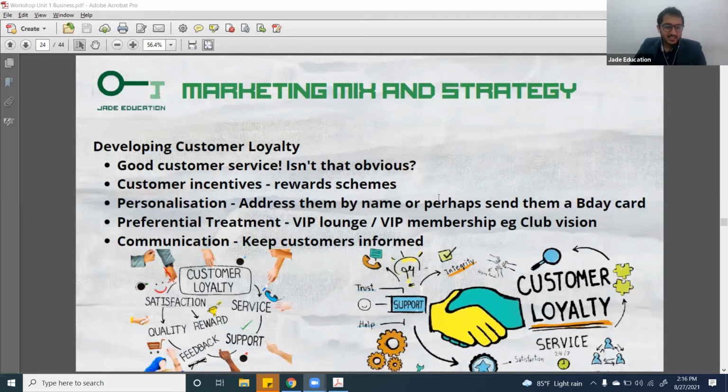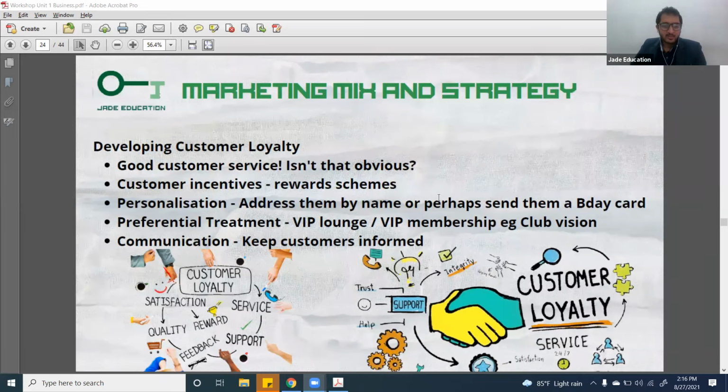Personalize it. Address them by name. Talk to them, I told you this before. Call them by name, like, Adil, how would you like to come in on this day? We have certain offers here. They naturally feel really good. Or send them a birthday card.